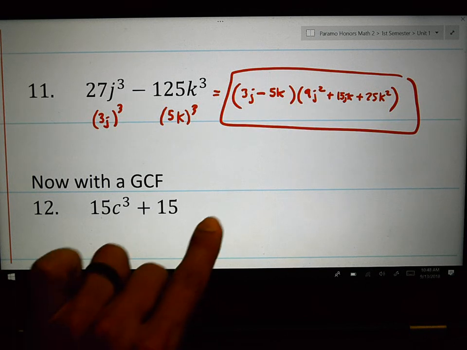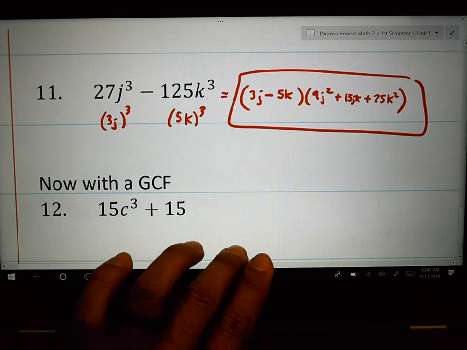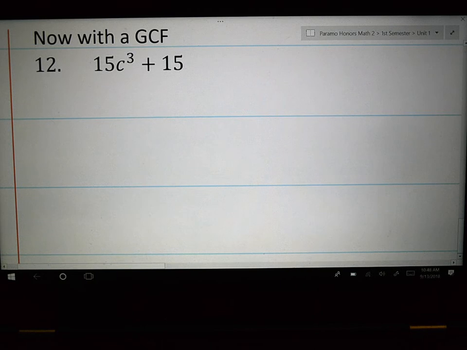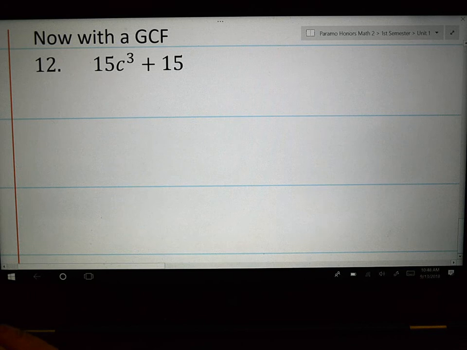The last example is number 12. Can you incorporate things from section 2 when there's a GCF? Yes. Can you incorporate other things as well? Yes. Sometimes you might have to do difference of squares. I want to say your third problem, you might use difference of squares, and a different problem, you'll use cubes. So, is there a GCF of number 12? Yes. What is the GCF? 15.